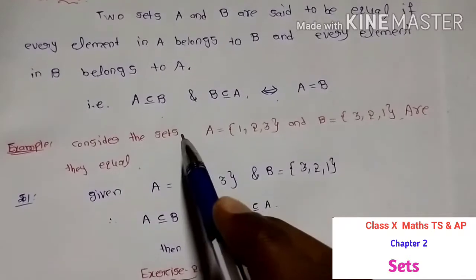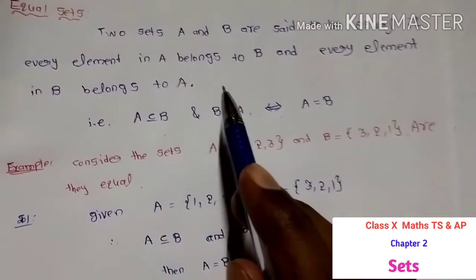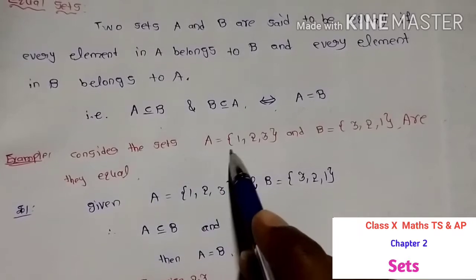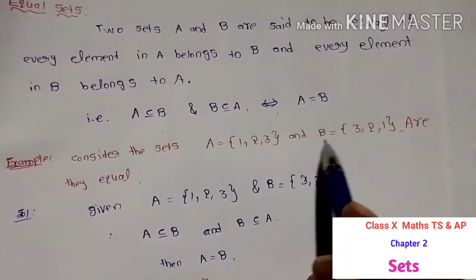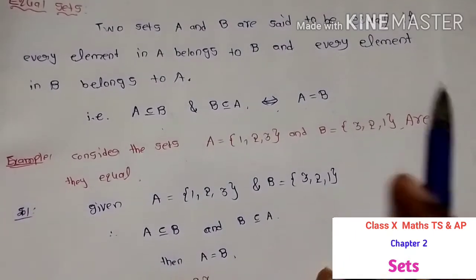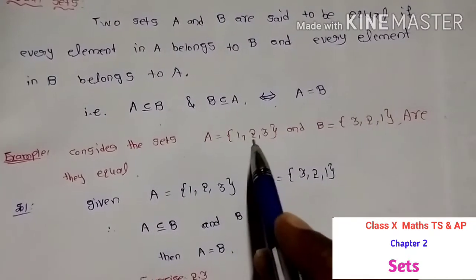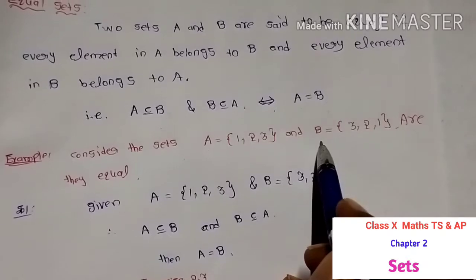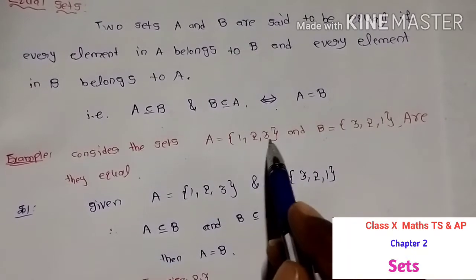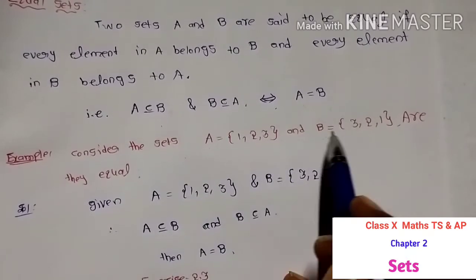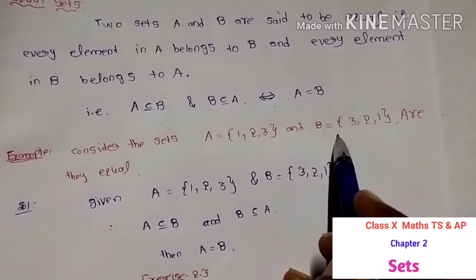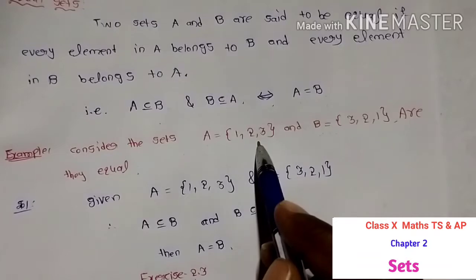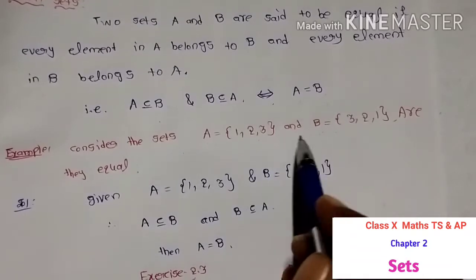Once you see an example, you can understand the definition of equal sets very easily. Consider the sets A is equal to {1, 2, 3} and B is equal to {3, 2, 1}. Are they equal? First observe, are all the elements of A in set B or not? Yes, 1, 2, 3. And also all the elements of set B belong to set A or not? Yes. 3 to 1, 1 to 3.